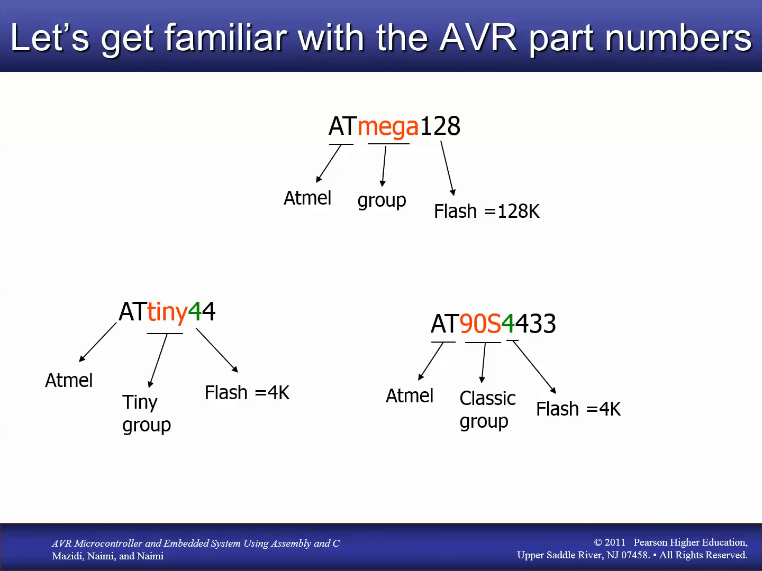AVR microcontrollers have this naming system, and here's a little slide talking about it. First of all, they have the AT for the company that makes them, and then the group. So you can have an ATtiny, or an ATmega, or this classic group, AT90S, for example. And then part of the number after the group name tells you how much memory it has. The way you determine the memory is the biggest number that's a power of 2. Here 128 is a power of 2, so this has 128K of memory. 4 is the biggest number that's a power of 2, so this has 4K of memory.